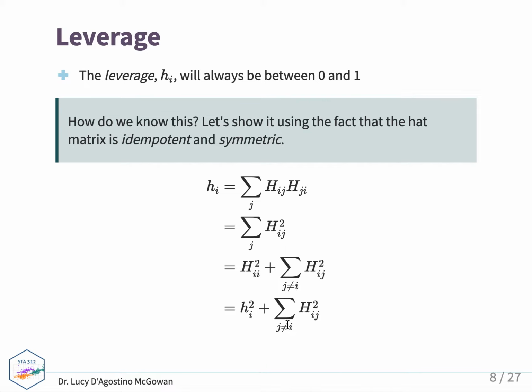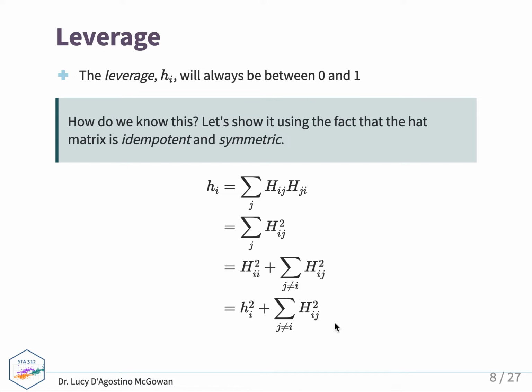Okay, so what does that mean? Well, that means that h_i has to be greater than h_i squared. And why is h_i greater than h_i squared? Well, h_i is equal to h_i squared plus the summation of other somethings that are squared.